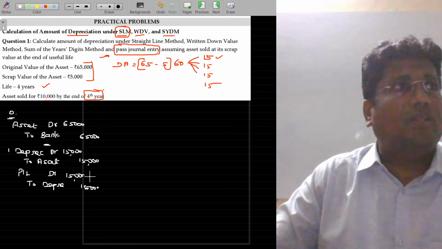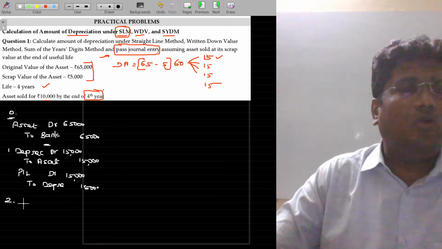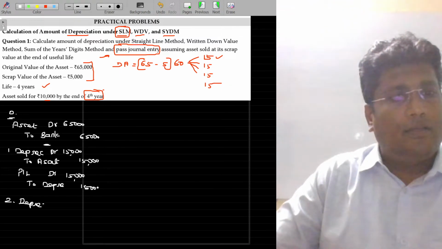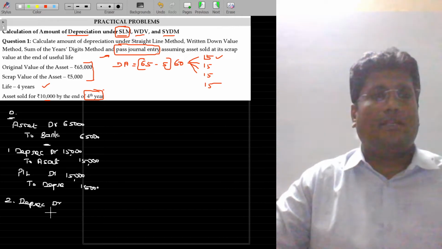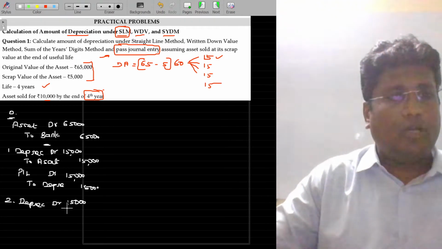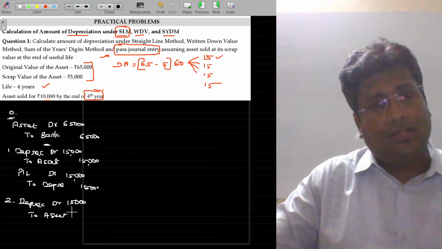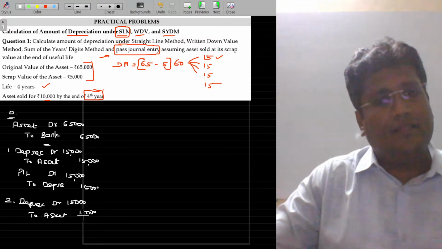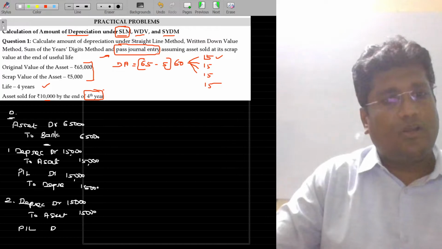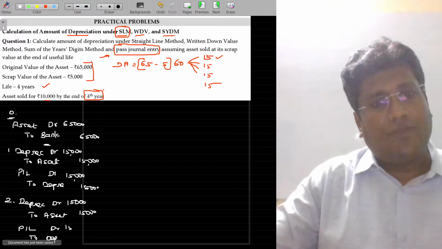Now repeat this for the remaining 3 years. Pass the journal entry for the second year. Come on, what is the entry for depreciation for the second year? You can join with me in answering this, and you can do it yourself also. Come on, make it faster. Depreciation account debit to asset account, 15,000, and then this amount should be transferred to the P&L account, so profit and loss account debit to depreciation. The value being 15,000.